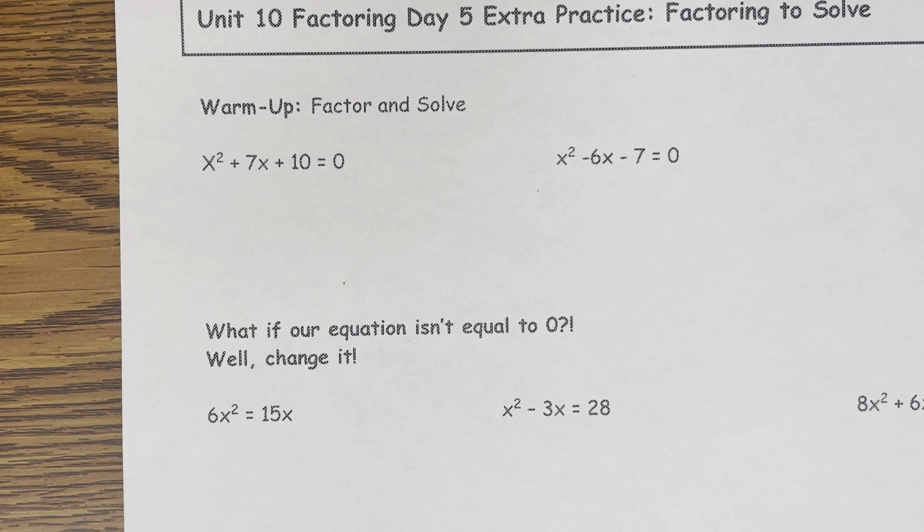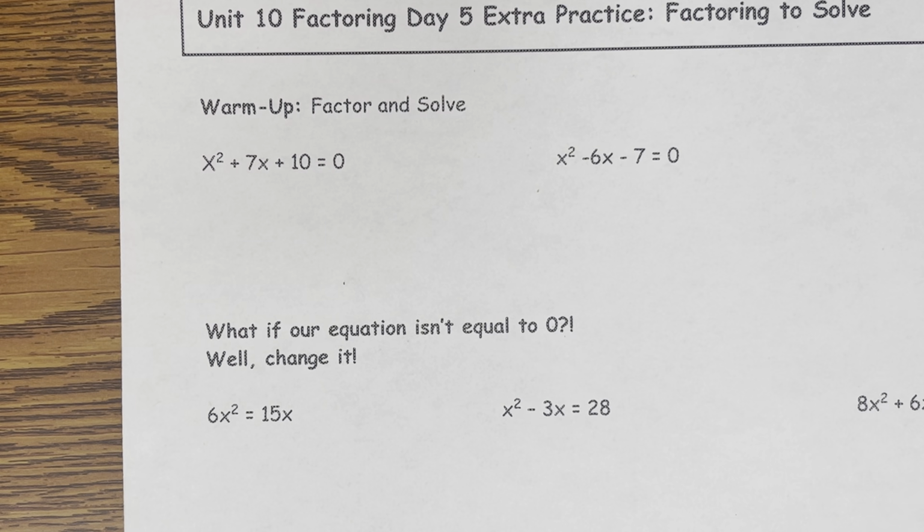All right, so factoring to solve. So the next step that we're going to look at here is if it's not equal to 0. In the first two examples here with our warm-up, it's already equal to 0. So I just need to factor. Factors of 10 that add up to 7. 5 and 2. So x plus 5, x plus 2 equals 0. Two solutions. X equals -5, x equals -2.